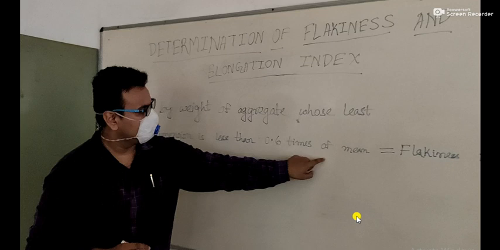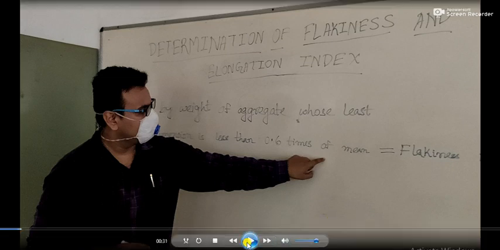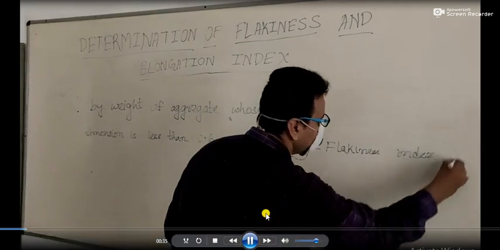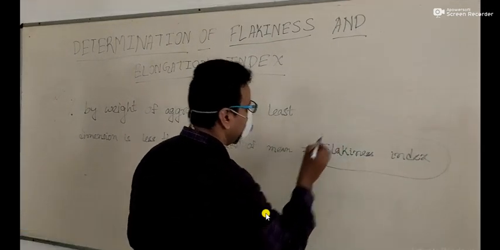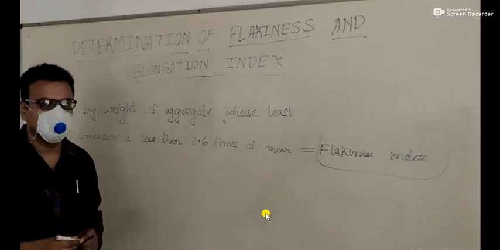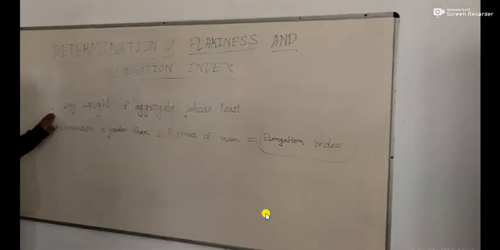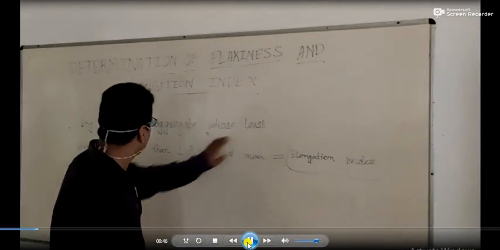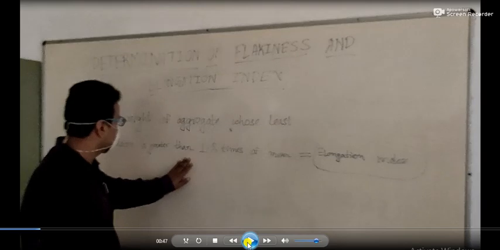Now another definition is there for the elongation index. It is the percentage of weight of aggregate whose greatest dimension is greater than 1.8 times of the mean. Remember, here we have mistakenly written it as the least one, but it is the greatest dimension. So its greatest dimension should be greater than 1.8 times of the mean.